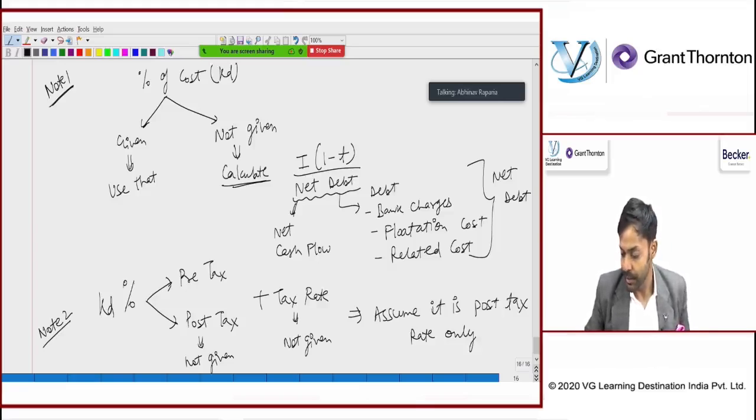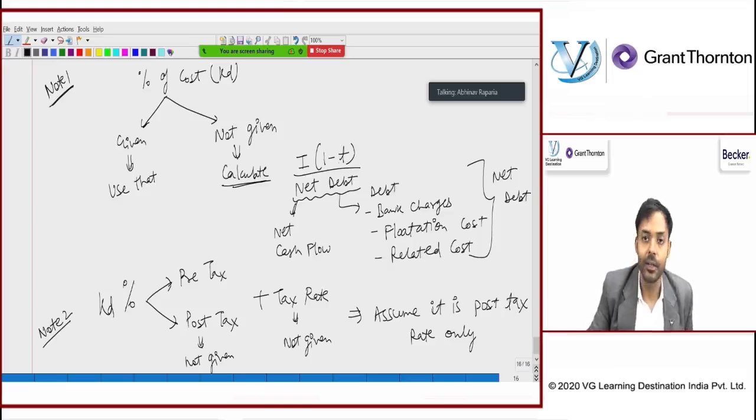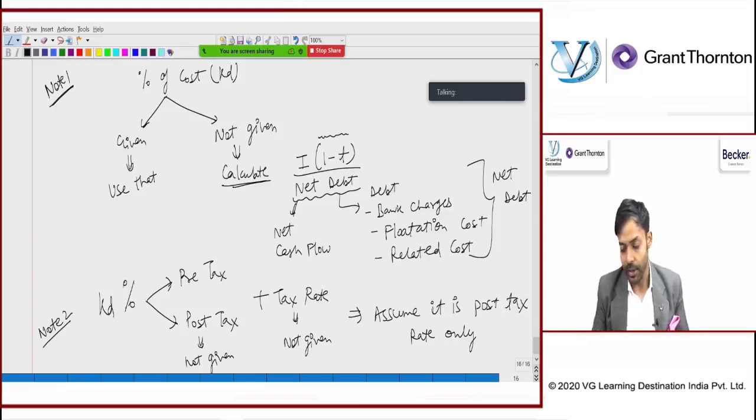Post-tax is basically after considering the impact of the tax shield. So when you multiply with this, it is the post-tax. If you're not multiplying that, it is the pre-tax. So in case it is not mentioned whether it is a post-tax or pre-tax, and the tax rate is also not given to you, then you assume it is a post-tax and accordingly give your answer in the MCQ or the simulation, whatever it is.